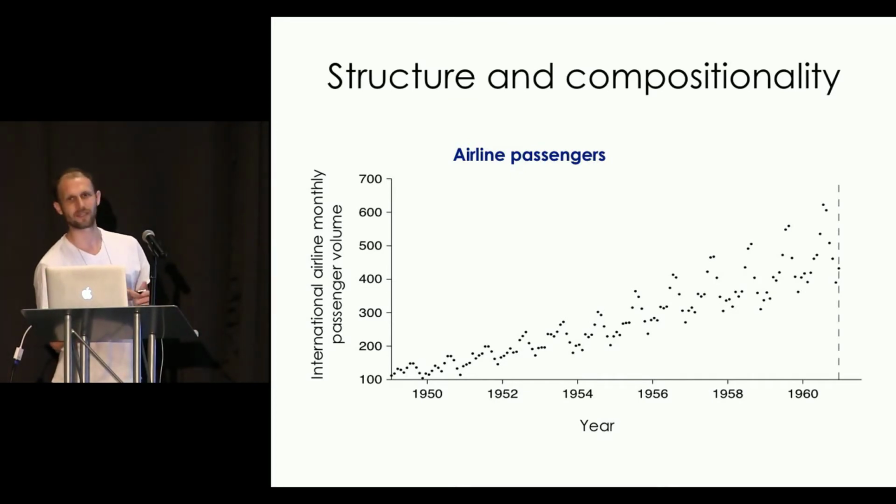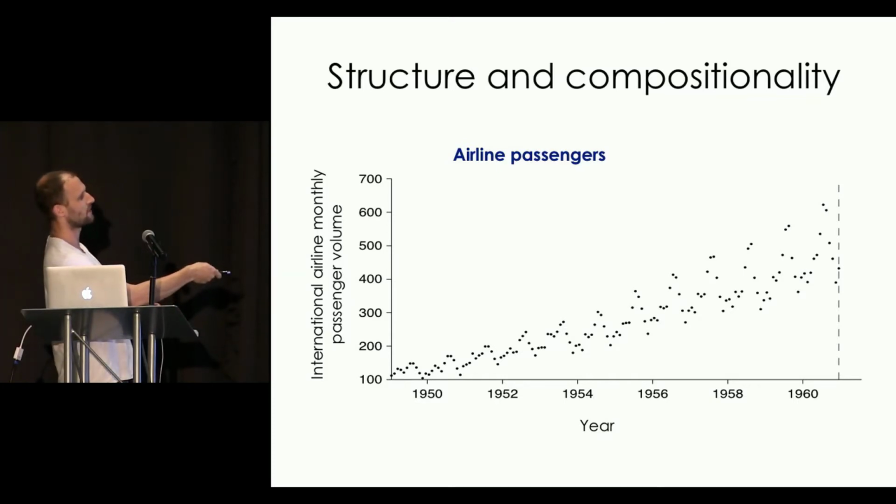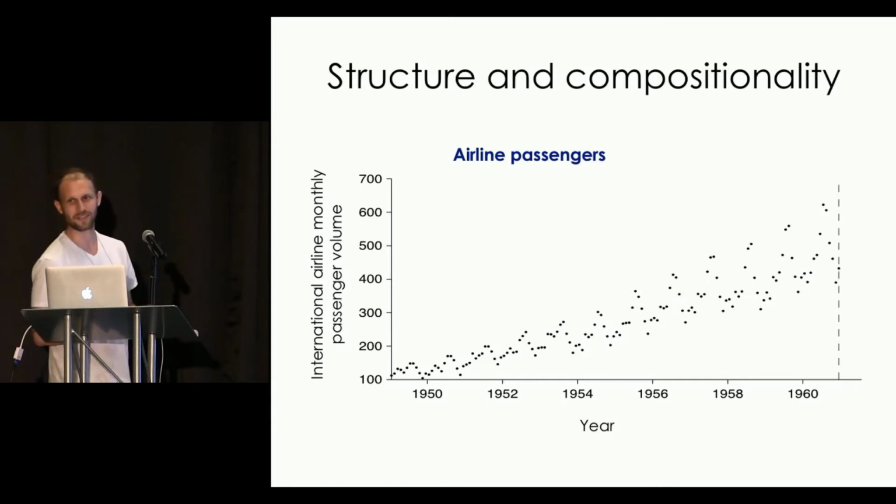If you look at this function, what do you see? Who can describe to me what's going on in this function? Yeah? Seasonal variation and flight, people taking flights. Okay, so what you're pointing out are these seasonal oscillations, right? But what else is going on?